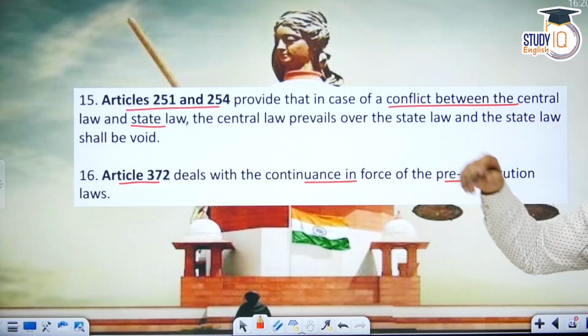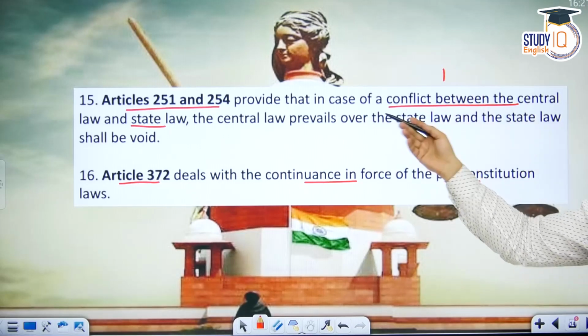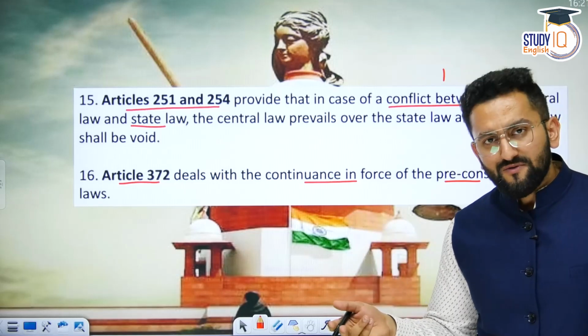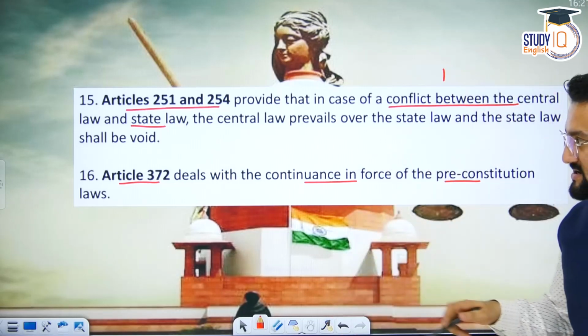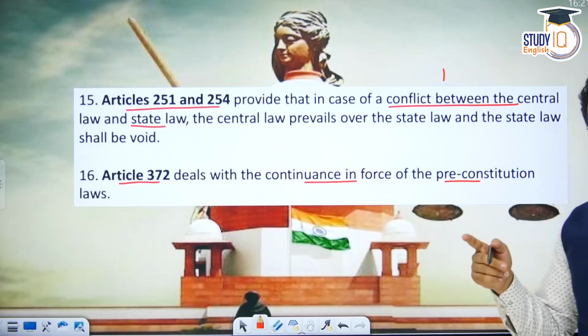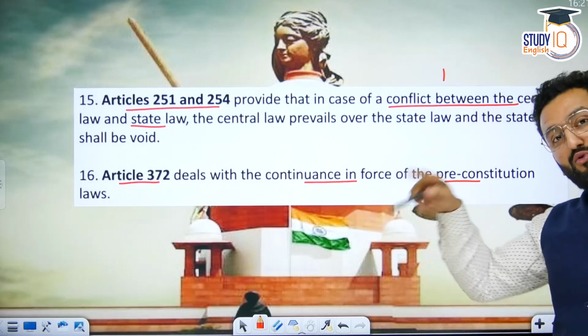Article 251 to 254 provides for conflict. In case of conflict between central law and state law, in case of concurrent list, whose law is going to prevail? Central law is going to prevail. We discussed it. Article 372 deals with continuation, for example, pre-constitutional treaties, like the Mullaperiyar treaty.